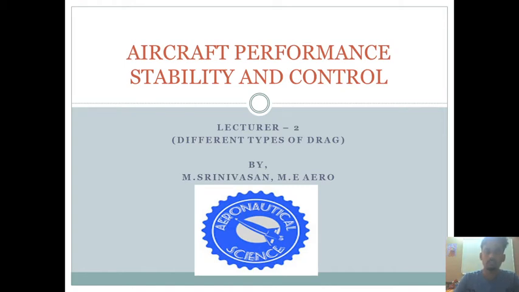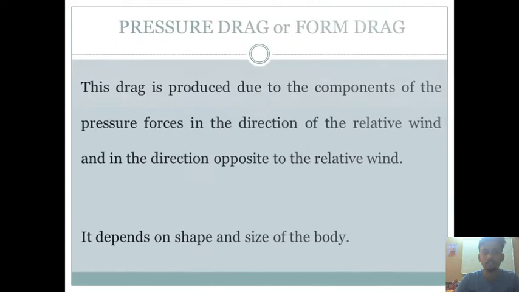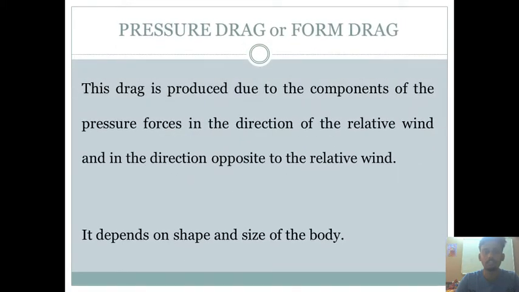Now let us see about the aircraft performance, stability and control. In this lecture 2, let us see about the different types of drag that affect the aircraft performance, stability and control. Now let us see the different types of drag. In that, first one is the pressure drag or the form drag.